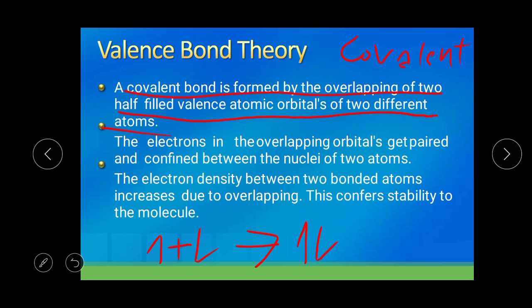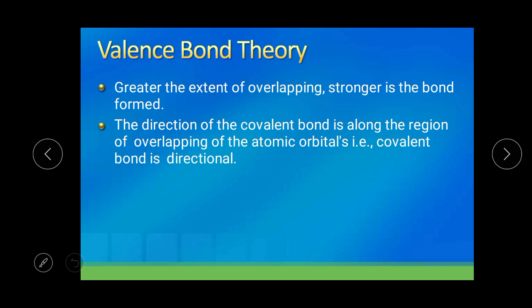For this purpose, they will overlap each other and get paired. So these two will overlap, combine and pair. Due to this, the stability increases. If an atom has a single electron, it is unstable in nature. So they will form like this and become more stable. And the greater the extent of overlapping, the stronger will be the bond formed.